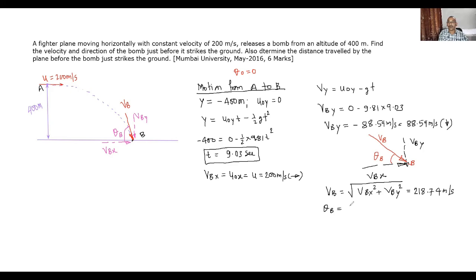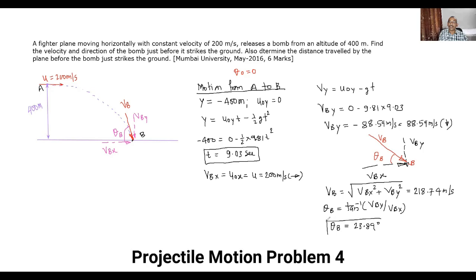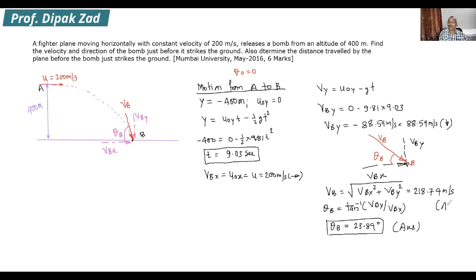Now if you want to find the inclination, tan of theta is the vertical component of velocity upon the horizontal component. That means theta b is tan inverse of Vby upon Vbx. Vby we substitute with a positive sign, because the negative sign you got is considered and represented as vertically downward. Therefore Vby is 88.59, Vbx is 200, and take tan inverse. This answer comes out to be 23.89 degrees. So this is your final answer of velocity and inclination. Direction is what the problem is asking, this is the answer. The magnitude of velocity, this is the answer.